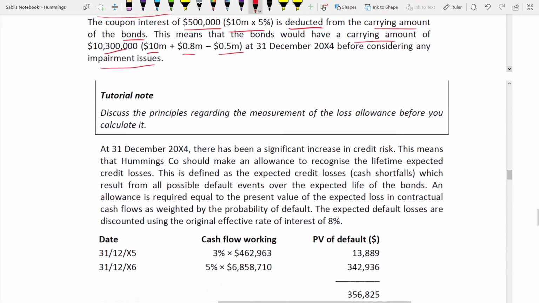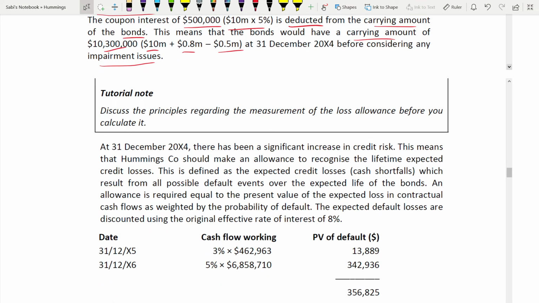Now you take the impairment into account. Okay. So at 31st December 2004, they told that there's a significant increase in the credit risk. Okay. That means lifetime expected credit losses. You have to make an allowance for this. Okay. So the definition also they have given you. I'm not changing the definition as it is. I'm saying that means whatever the expected credit losses, or you can say cash shortfalls, the same as cash shortfalls only, right? Which results from all possible default events over the expected life of the bond.